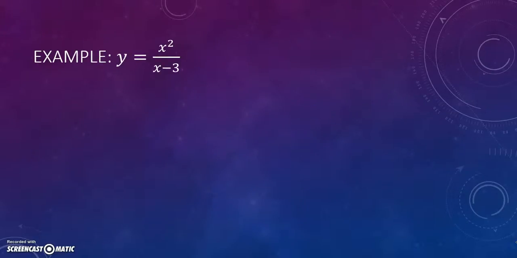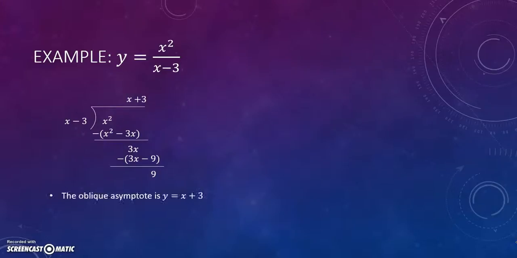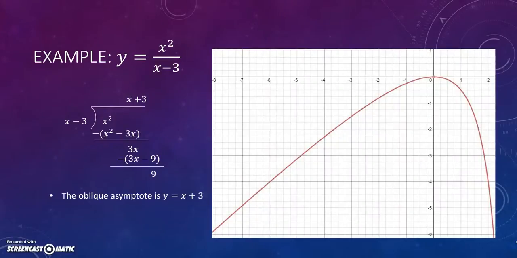Let's look at y equals x squared over x minus 3. To find the oblique asymptote, divide the numerator by the denominator. You get x plus 3 as a quotient, excluding the remainder. So the oblique asymptote is y equals x plus 3. If you look at the graph of this function, you'll notice that it is approaching this line.